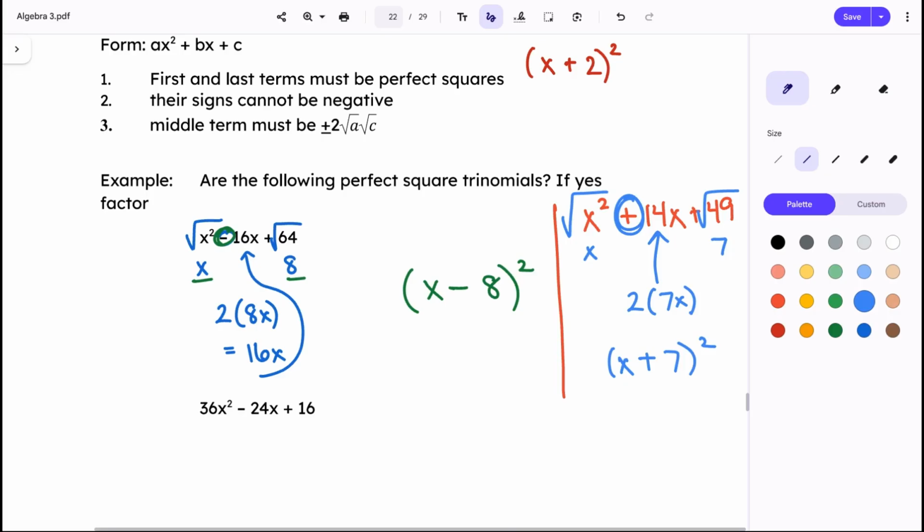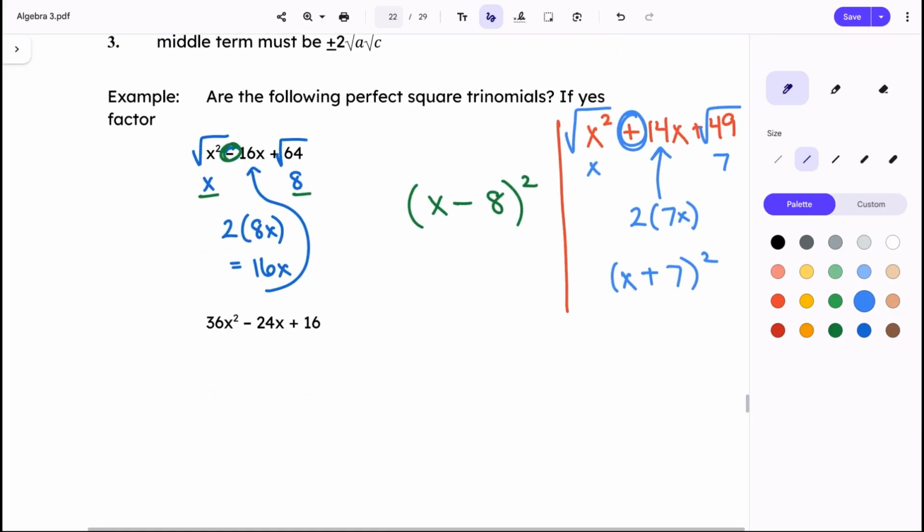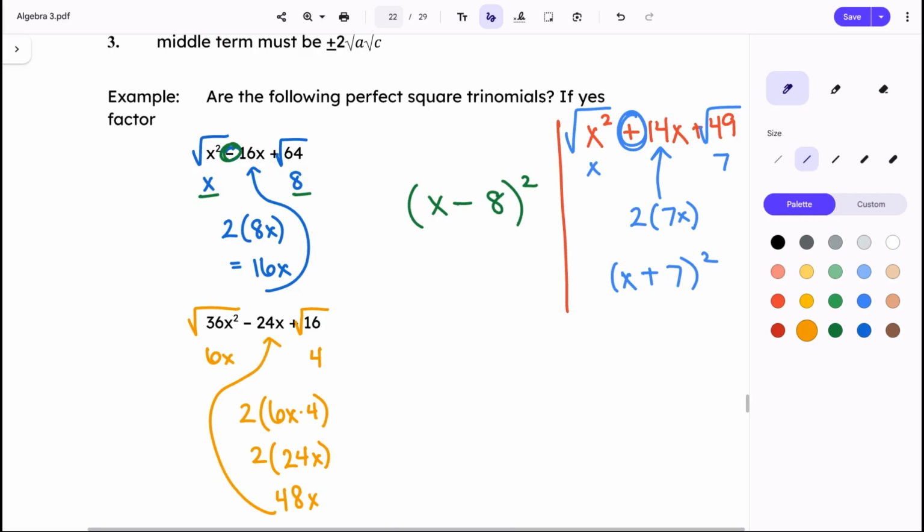Okay, if you look at the next example here, if you square root the 36 x squared, that's a 6x. The square root of 16 would be what? 4. And then you check the middle term. If I take 2 times 6x times 4, so that'd be 2 times 24x. That should come out to be 48x. Is that what they have in the middle? No. Okay, so this one does not follow the rules that I had up above, so I can't factor this, so I'm going to say it's prime. Or you could write not factorable.